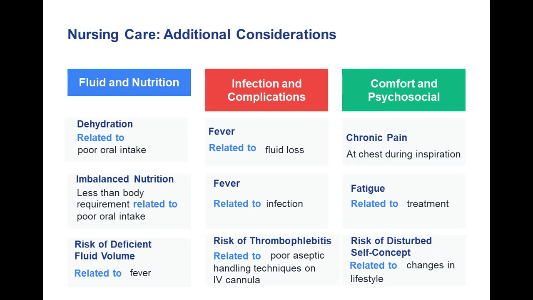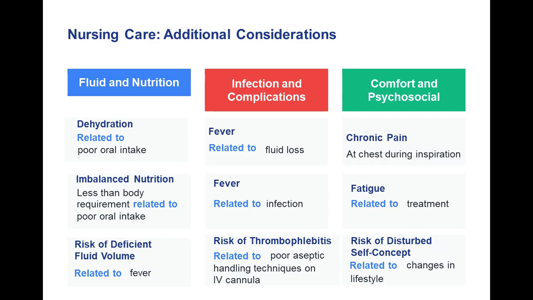Finally, consider the serious complication of risk of thrombophlebitis. Patients are often immobile and require intravenous access. This risk is primarily related to poor aseptic handling technique on the IV cannula. As nurses, maintaining strict aseptic technique is our responsibility to prevent this complication.